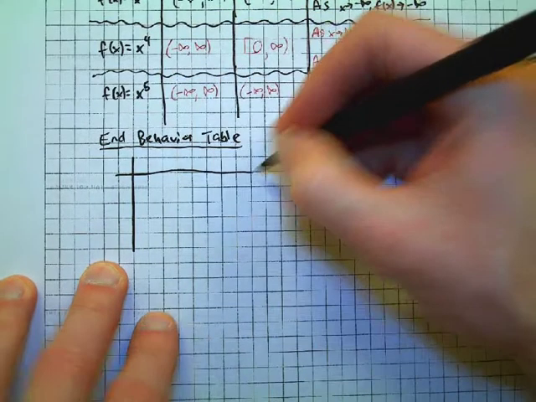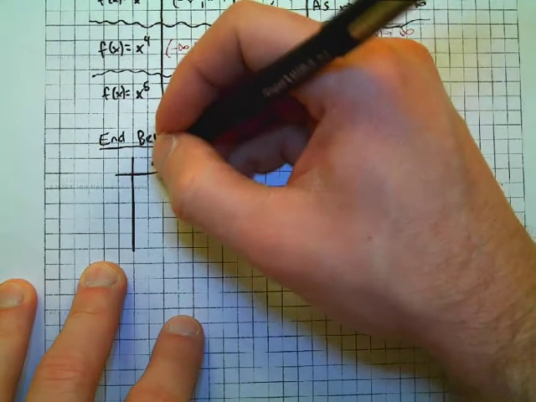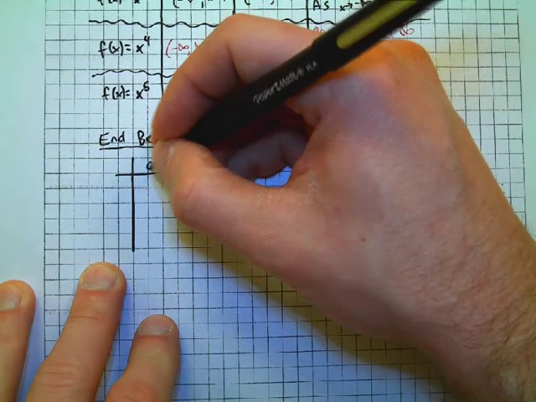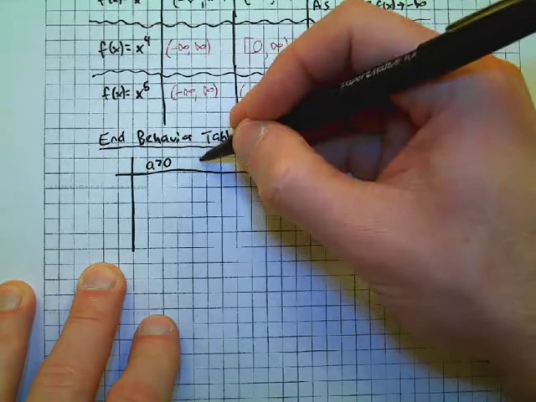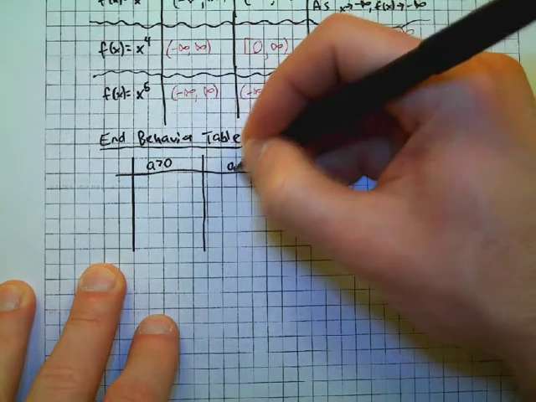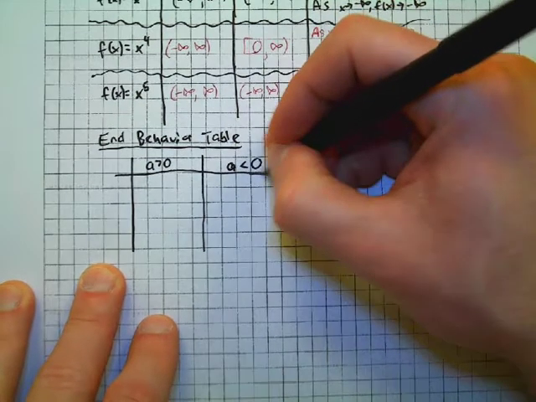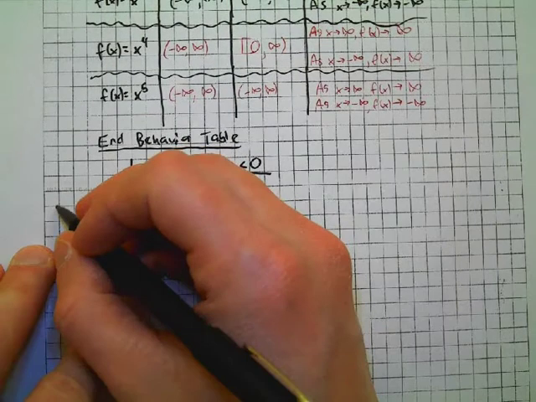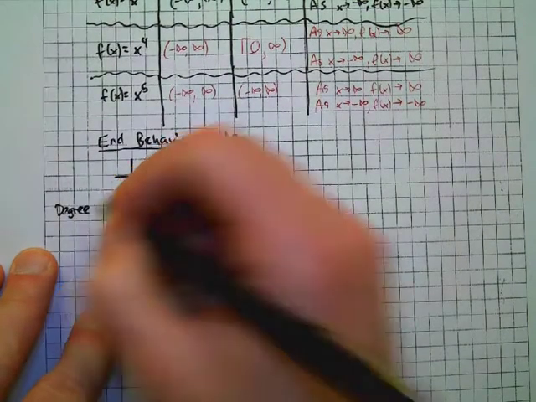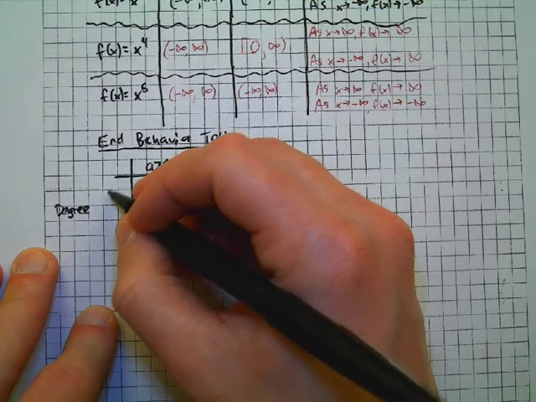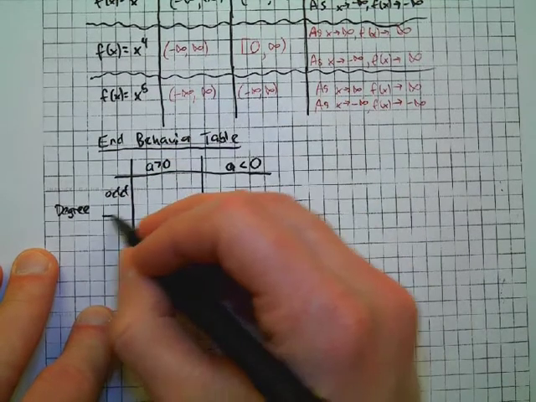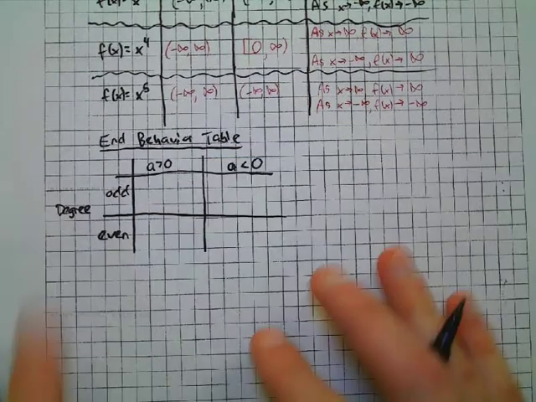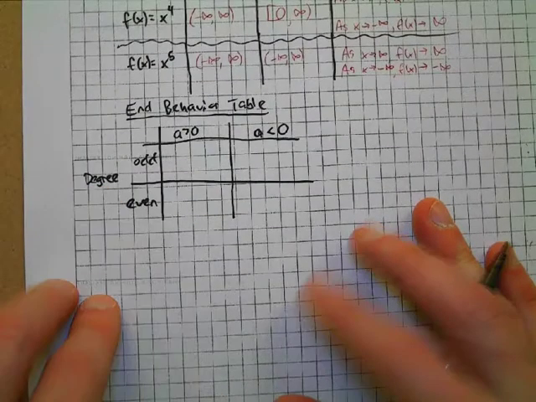Okay, so we'll say a greater than 0, a less than 0. Remember, a is that lead coefficient, right? Lead coefficient there. So if a is greater than 0, a is less than 0. And then we'll talk about the degree here. Okay, so we'll say odd first, and then even.